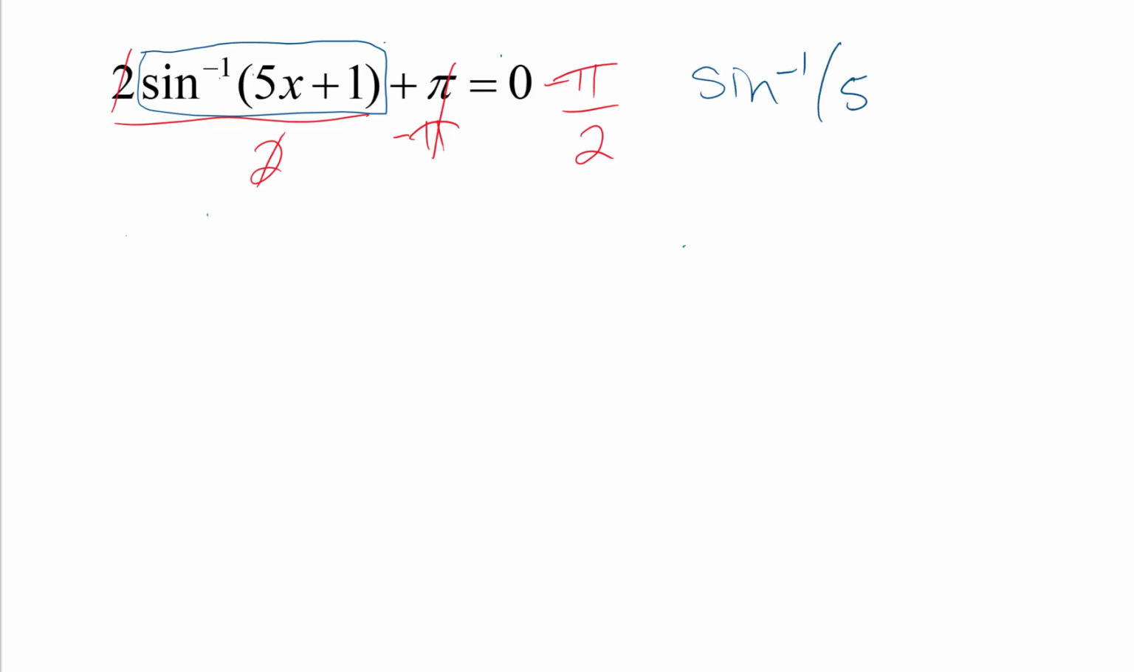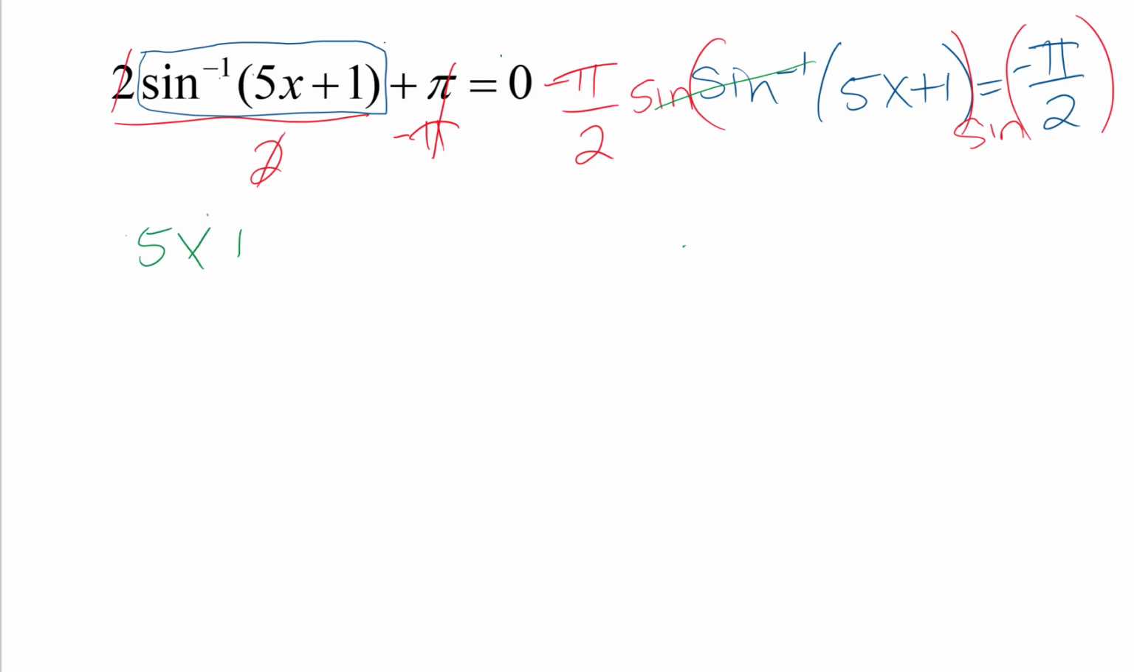Inverse sine of 5x plus 1 equals negative pi over 2. All right, now that I have the inverse sine by itself, I'm going to undo it by taking the sine of that side. I need to do it to both sides, so I'm taking the sine of both sides. And what that does is it undoes the inverse sine, and it leaves me with 5x plus 1 equals the sine of negative pi halves.